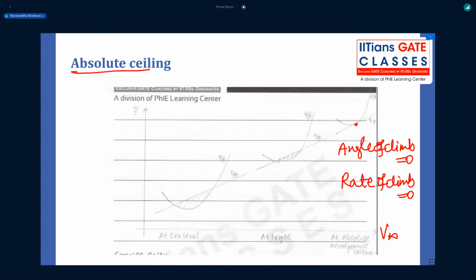But the time taken to achieve this altitude is infinite. That means it is practically not possible to achieve that altitude, because of wind and so many other reasons. So absolute ceiling is an imaginary altitude at which rate of climb is zero and angle of climb is zero. Beyond that altitude, the aircraft cannot climb. Any doubts?